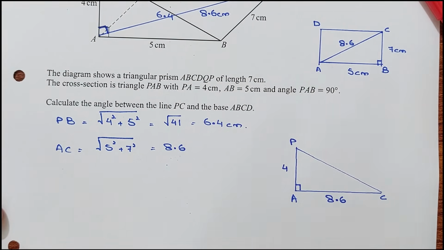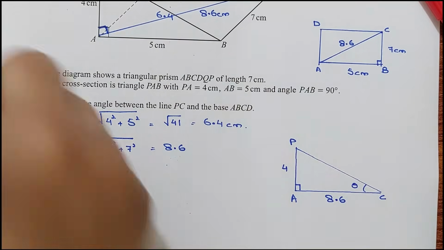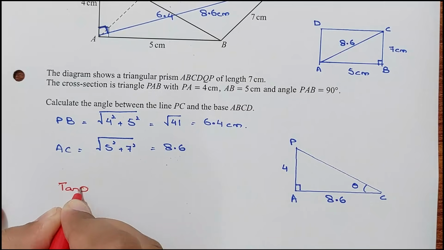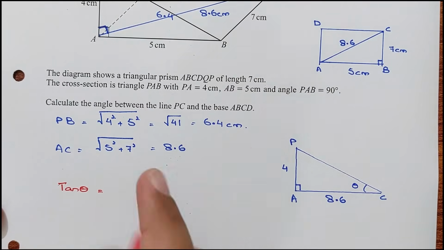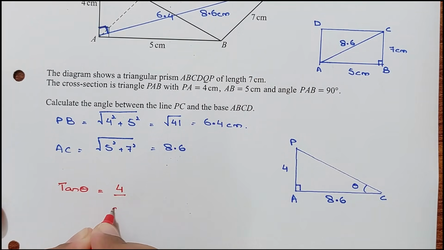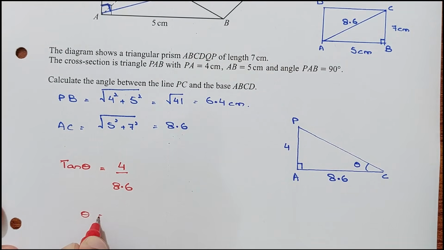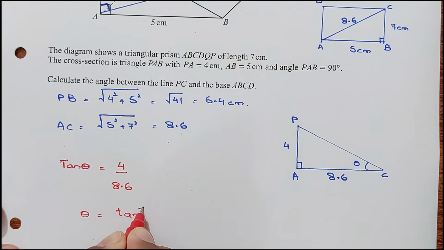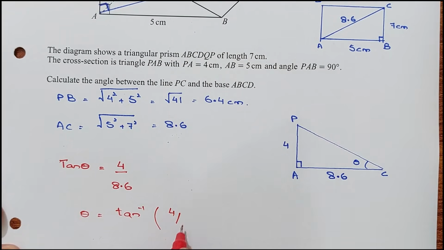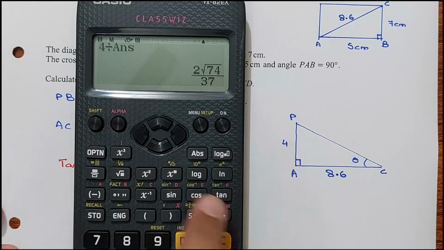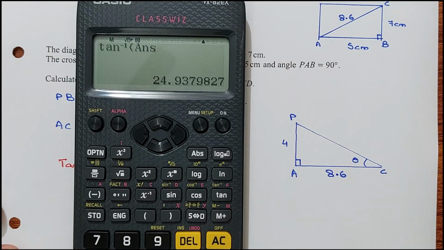Right. So to solve for this angle theta, we have used the trigonometric ratio tangent. Tan theta is opposite over adjacent. Opposite is 4 and adjacent is 8.6. Right. We can easily solve for theta, which is tangent inverse of 4 over 8.6. Right. 4 divide answer, and doing tangent inverse of answer is 24.9 degrees.